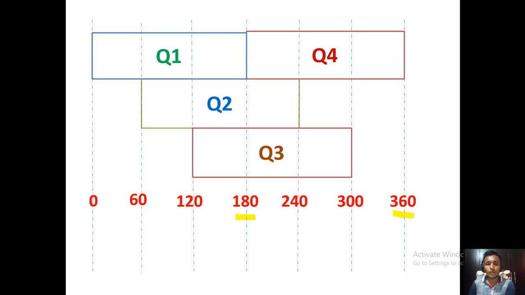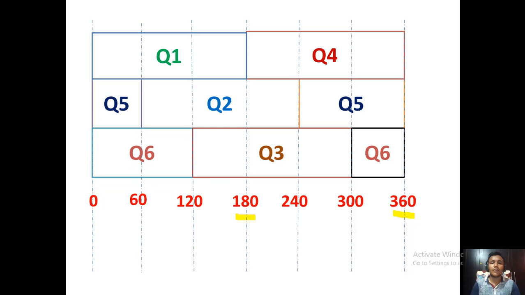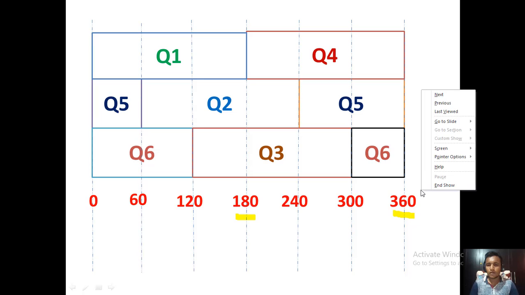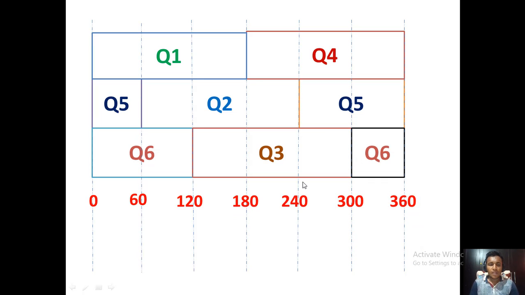Then Q5 is on at alpha equal to 240 degrees and Q6 is on at alpha equal to 300 degrees. The sequence continues for another cycle after 360. We have only seen one cycle. Now, that is the gate driving waveform for Q1 to Q6.